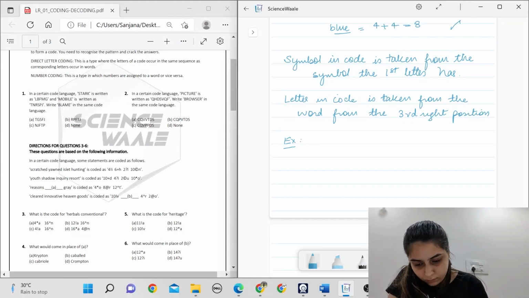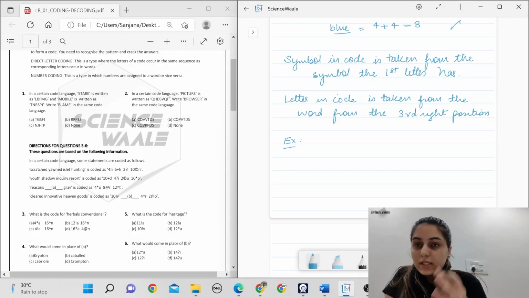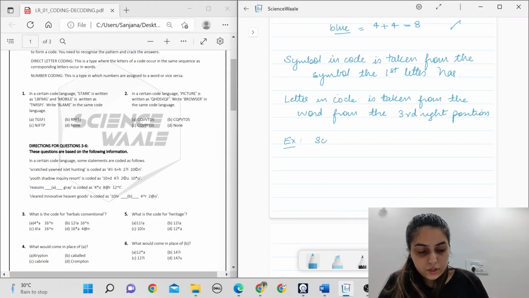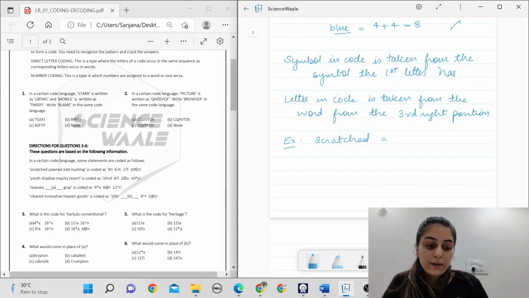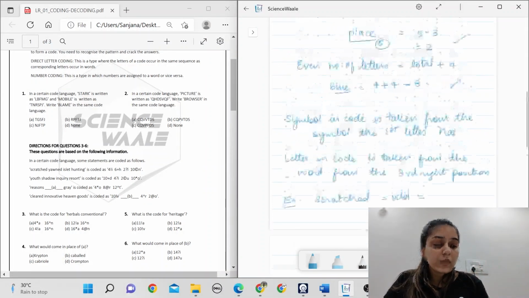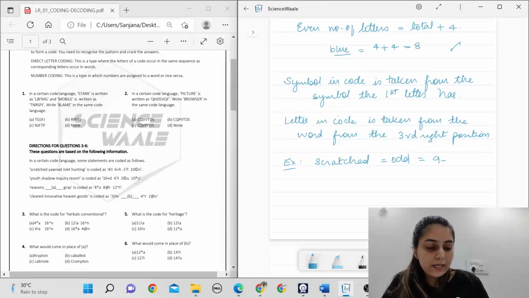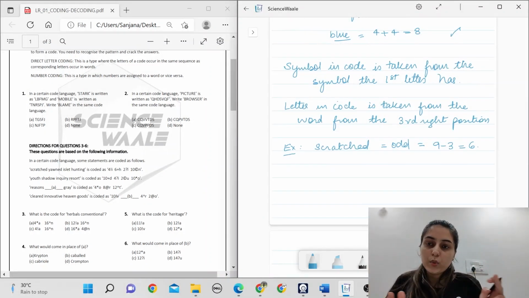Here, see the first line, which means scratched yawning is islet hunting. So scratched is a 9-letter word, which is an odd number. So then what did we do? For an odd number of letters, we do total minus 3. So 9 minus 3 is equal to 6. The number part is over. Now coming to the symbol part.